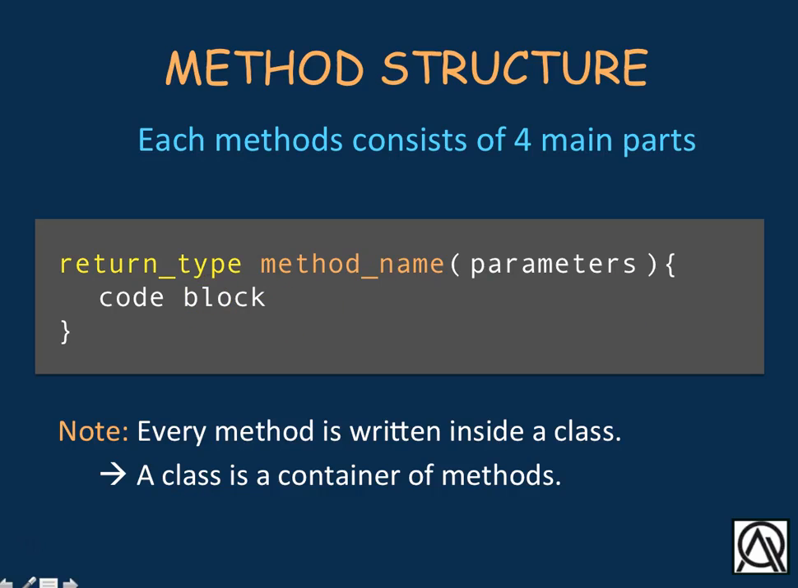code block. For example, suppose we want to write a method to print the username. So the parameter in this case would be the username, because this is the data that we want to pass to this method. And inside the braces, we write Java code to print the username. And the code block in this case is called the body of the method.